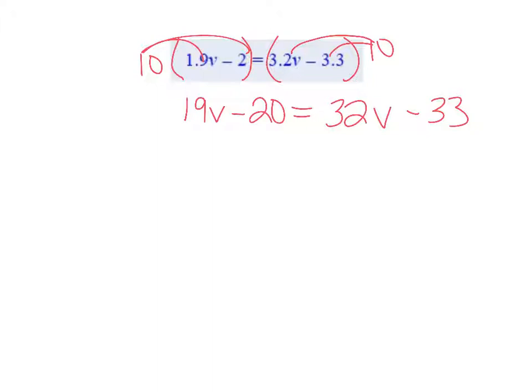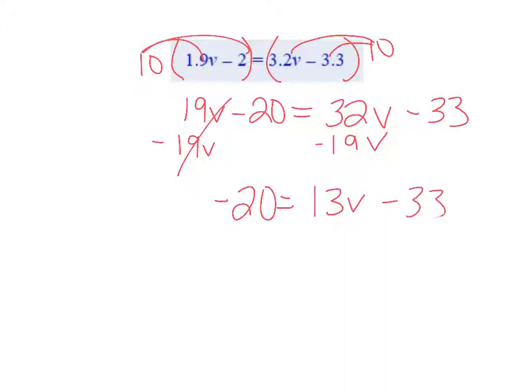I'm going to get the V's together on one side. Like I said earlier, I like to work it so that I keep my V positive, so I'm better off to subtract the 19V. And then I'm left with negative 20 equals 13V. Oh, is that right? 13V, yeah. Okay, and then minus 33. Then if I move my V's to the right, my numbers have to go to the left.